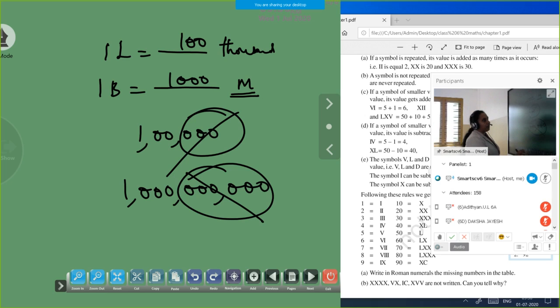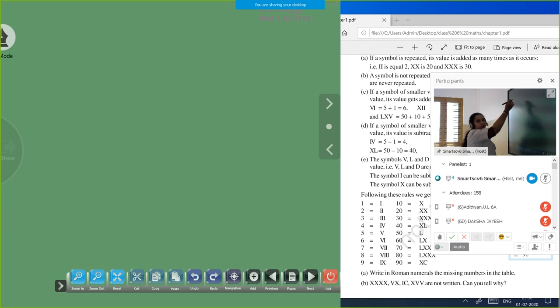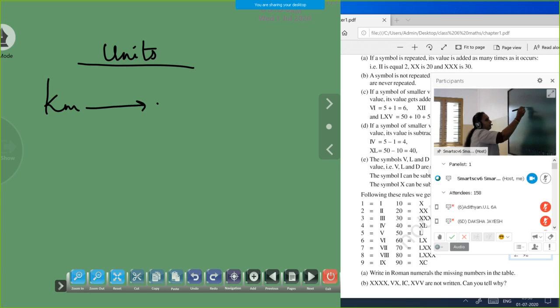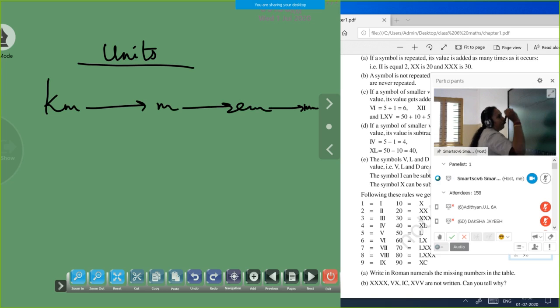conversion of units. The next topic we have learned is conversion of units. Okay, that is also very important. The teacher told you the units of length: kilometer, meter, centimeter, millimeter. Millimeter is the smallest one you are learning and kilometer is the biggest. So kilometer to meter means we have to multiply by 1000. Meter to centimeter we multiply by 100. Centimeter to millimeter we multiply by 10.